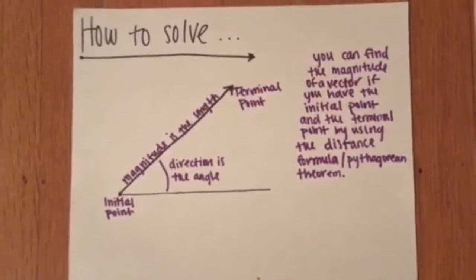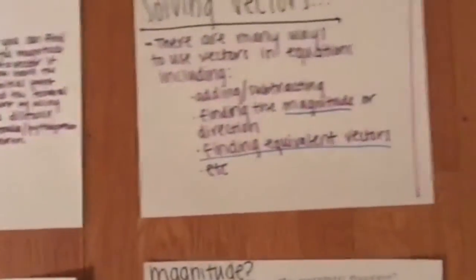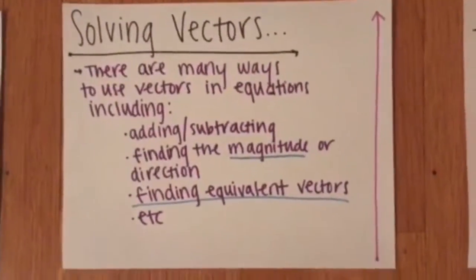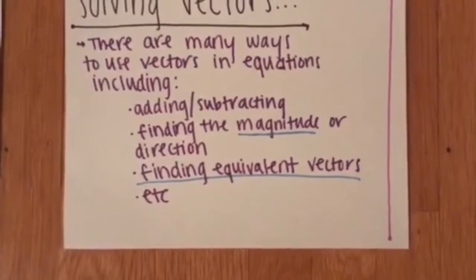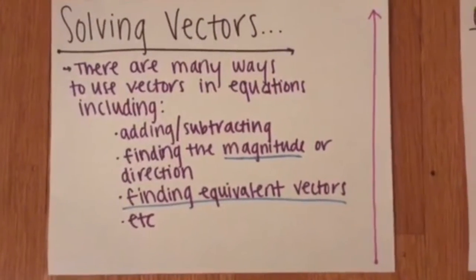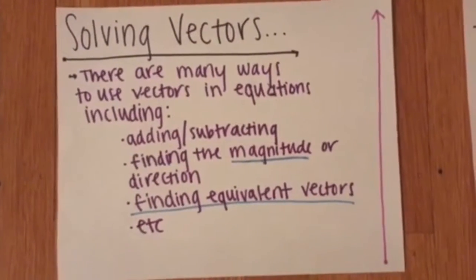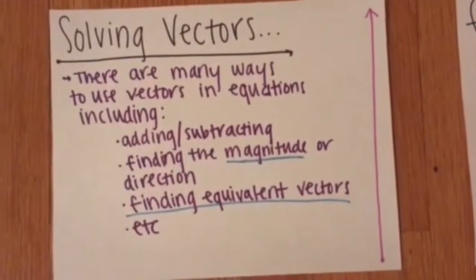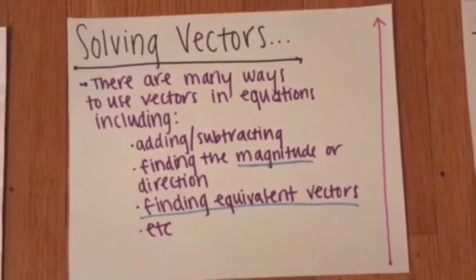So how do you go about solving a vector? Or what ways do you solve a vector? Solving vectors. There are many ways to use vectors in equations, including adding or subtracting, finding the magnitude or direction, and finding equivalent vectors, and more. We will be focusing on finding equivalent vectors and finding the magnitude of those two equivalent vectors.